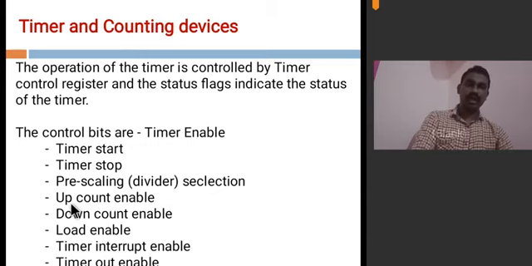You can select up count or down count. Load enable is used to load the value into the counter present in the timer. With timer interrupt enable, you can provide an interrupt generation facility to the timer so that the timer can generate an interrupt after a fixed period or fixed time interval. Then timer out enable. These are all the control bits present in the control register, so that we can control the operations of the timer.